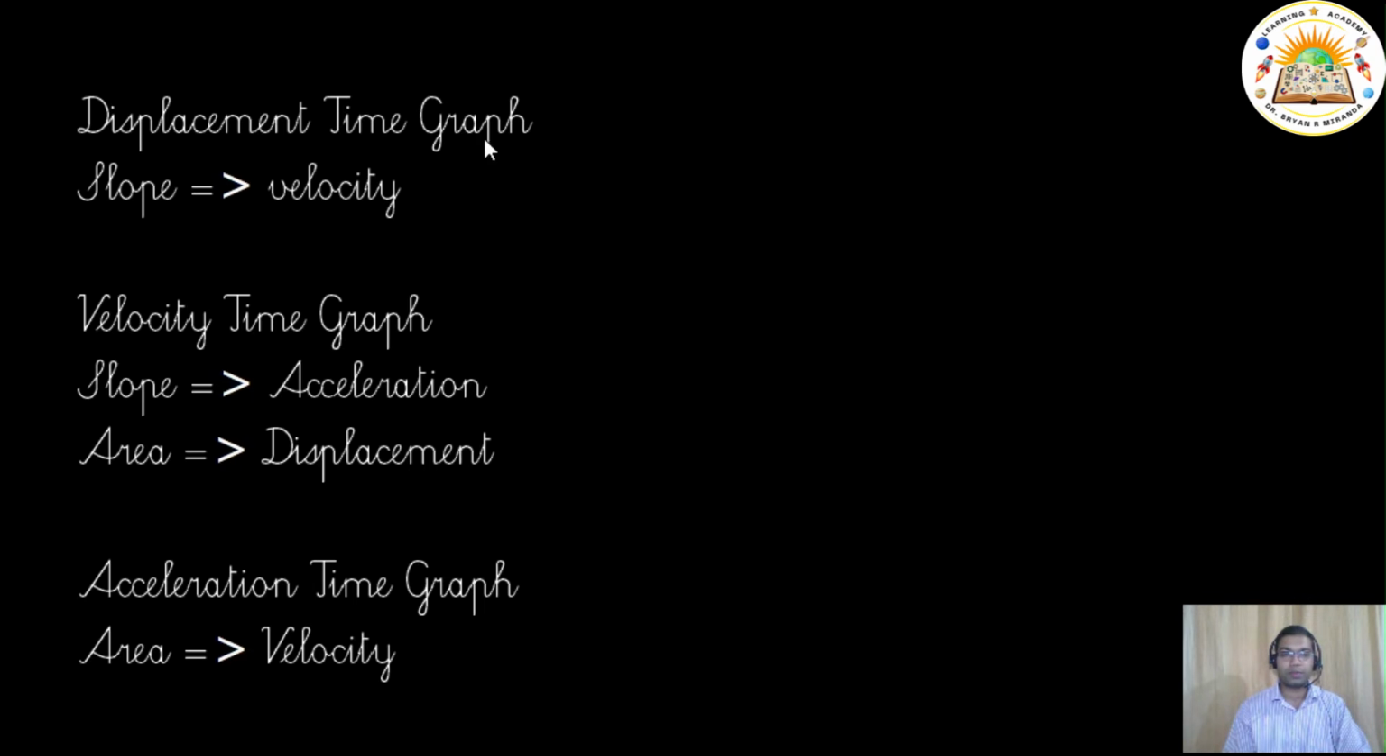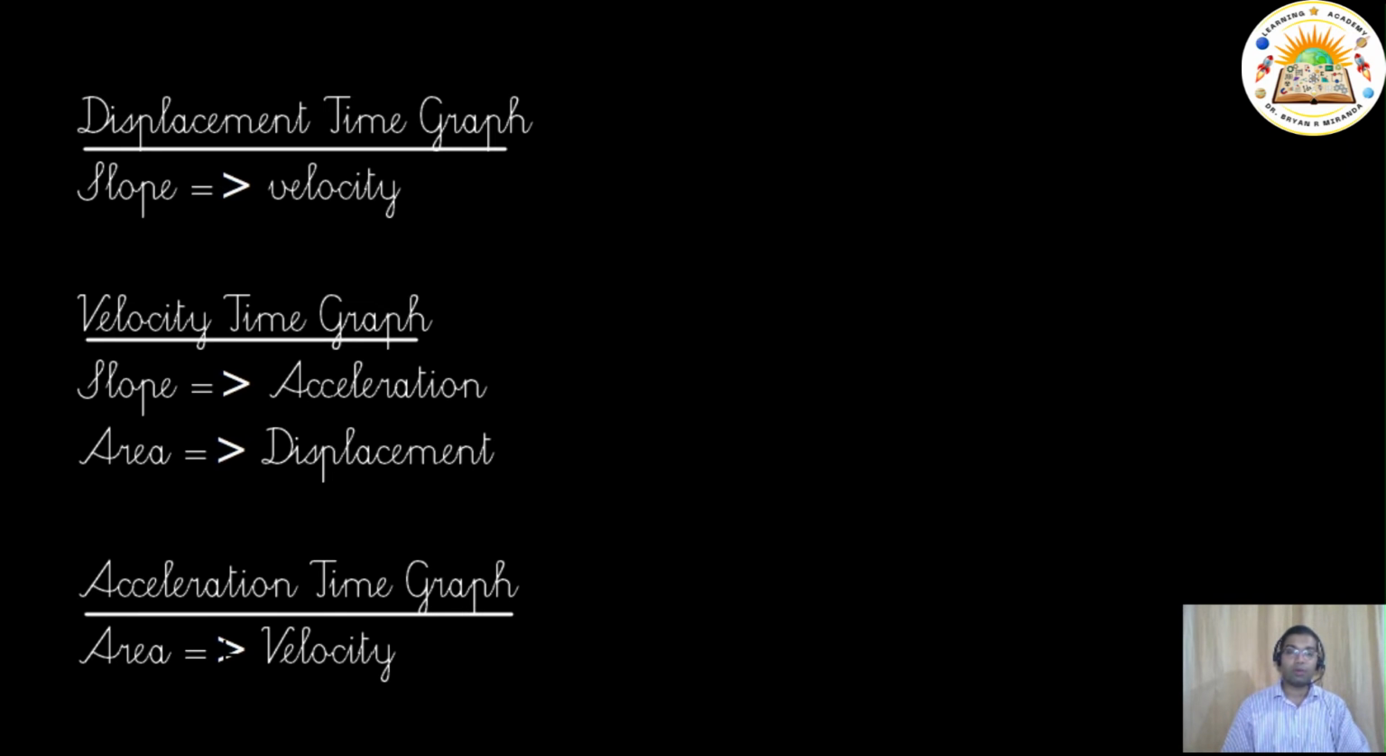So we can say that for the displacement-time graph, the slope gives us velocity. For the velocity-time graph, the slope gives us acceleration and the area under the curve gives displacement. And the acceleration-time graph gives velocity, which is the area under the curve. Now what is the use of knowing these things? We have got three equations of motion which we write like this.